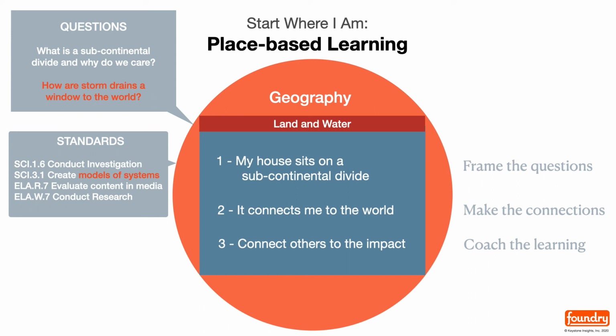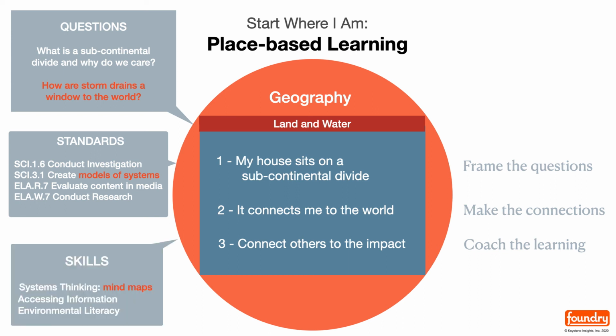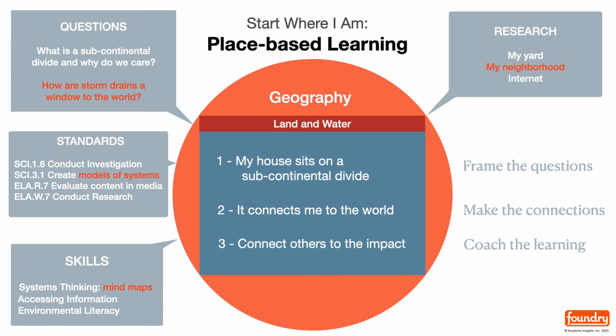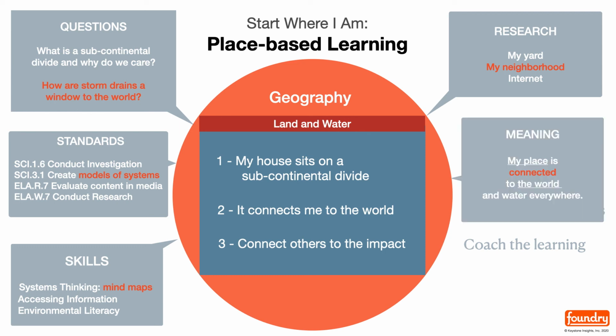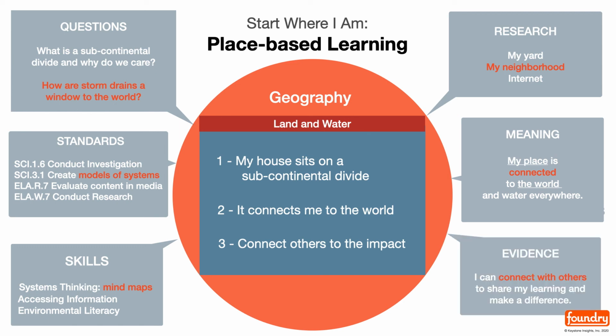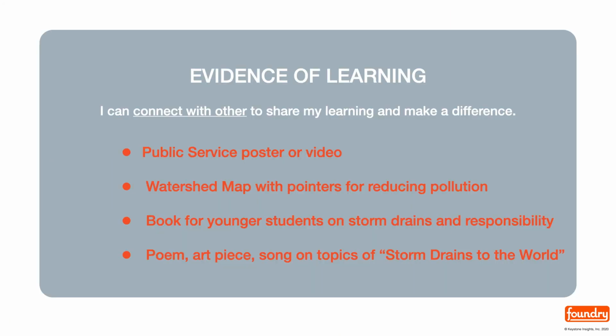Here are the standards, and we're going to focus deeply on models of systems and the skills, systems thinking in particular with mind maps. We're going to do research in my neighborhood, right out my door and on the internet. And then we're going to make the connections between my place and the world. And students are then going to produce evidence to connect with others about this important topic. Things they'll be looking to do would be things like a public service poster or video, a watershed map that they're going to annotate, a book for younger kids to teach them about storm drains, or some particular piece of creativity that shows this content, or something they get approved by their teacher.